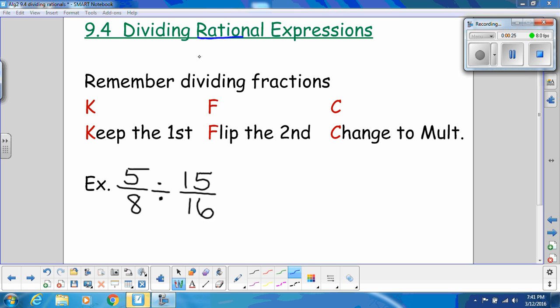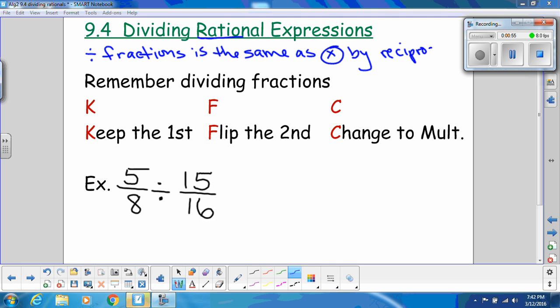So we're going to remind you about how we divide fractions. Remember that dividing fractions is the same thing as multiplying by the reciprocal. So let me write that out. Dividing fractions is the same as multiplying by the reciprocal. And what is the reciprocal? That's when you flip the fraction around.